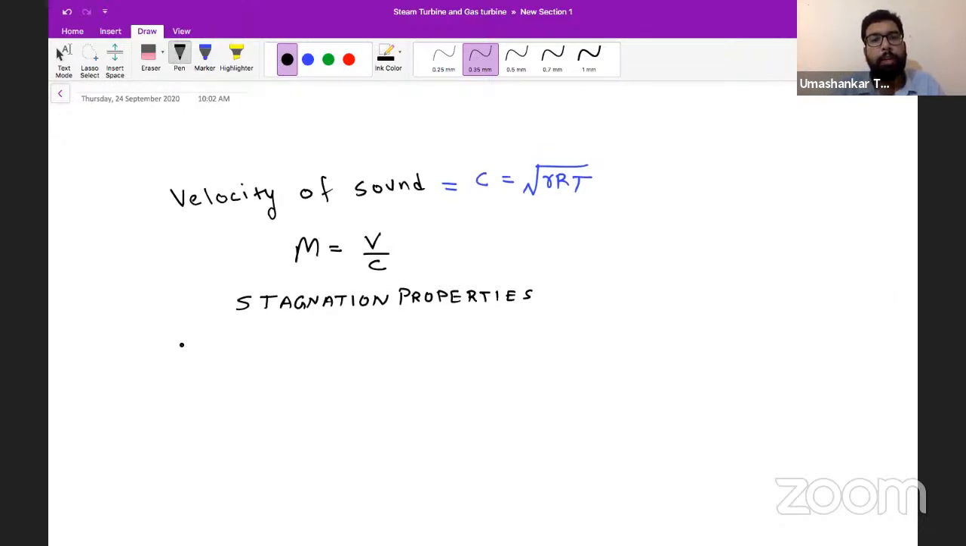Today, what was our target? We are analyzing the flow through nozzles. For that purpose, we need to design the nozzle.